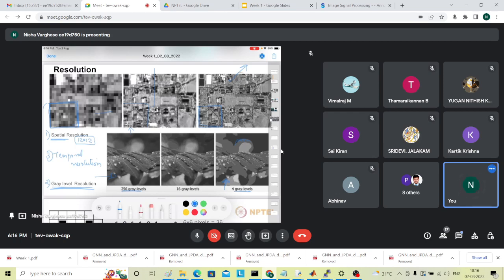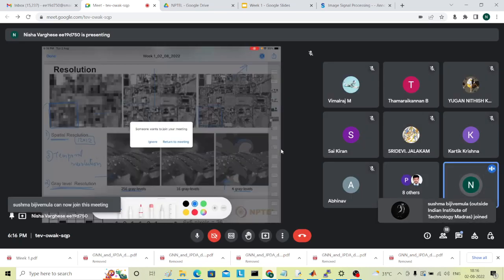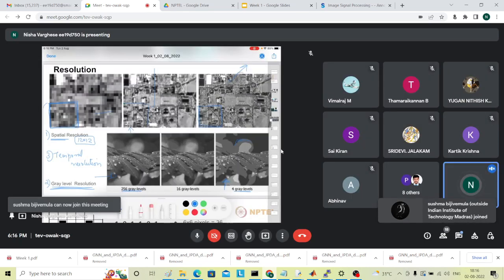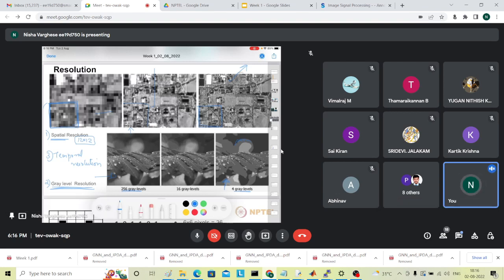Okay. But we have to store the image, right? If we are using more gray levels, we have to use more bits to represent a particular gray level. So for each pixel, we have to use more bits. And if you are using more bits, we have to use more memory, right? So as we increase gray level resolution also, the memory requirement will be higher. Then the third resolution is temporal resolution.